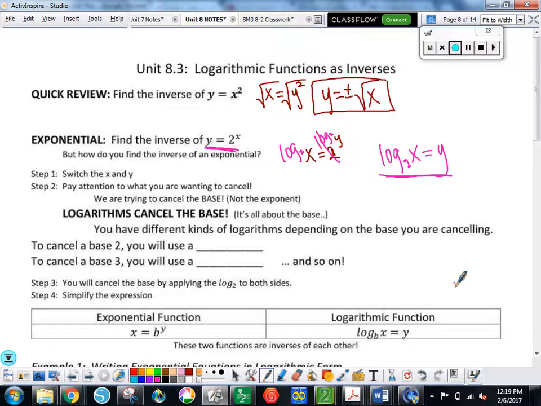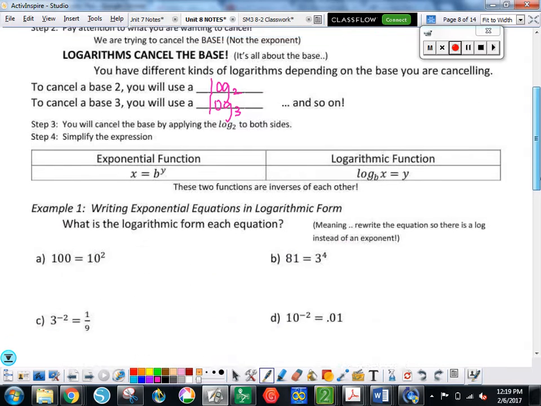So step 1, switch the x and the y. Step 2, pay attention to what you're trying to cancel. We're trying to cancel the base, not the exponent. Logarithms cancel the base. So again, to cancel a base 2, you use a log base 2. To cancel a base 3, log base 3, and so on. Step 3, you'll cancel the base by applying the log base 2 to both sides, and you simplify.